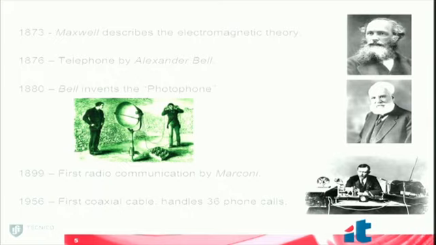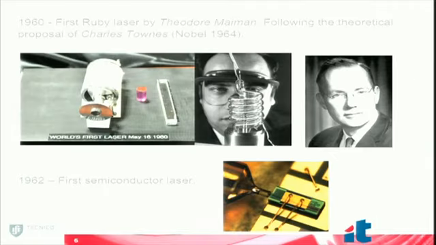the first coaxial cable handling more than 36 phone calls simultaneously. Well, in 1960, we have, like you say, the birth of modern optical communication with the demonstration of the first laser made by Maiman. He just followed the theoretical proposal of Charles Townes, who received the Nobel Prize in 1964. And then just 2 years after that, we have the first semiconductor laser.